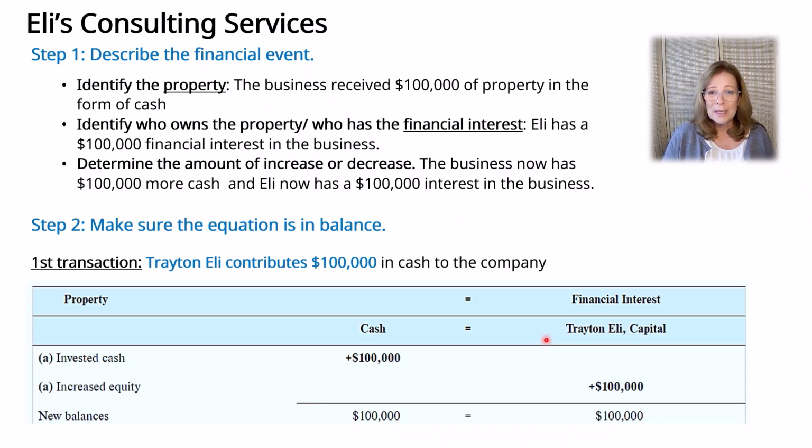So let's enter the transaction of $100,000 into our table in each one of these categories and calculate the new balance. The second step is to make sure the equation is still in balance. Let's double check that. $100,000 in property equals the $100,000 in financial interest. And we did it. It balances, and we analyzed our first business transaction for Eli's Consulting.